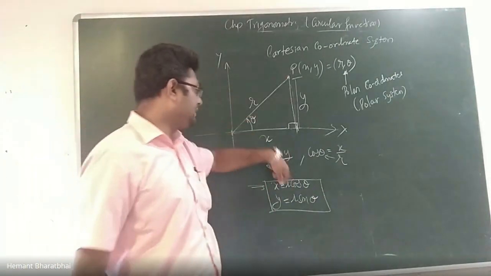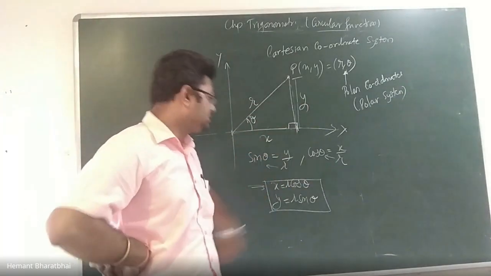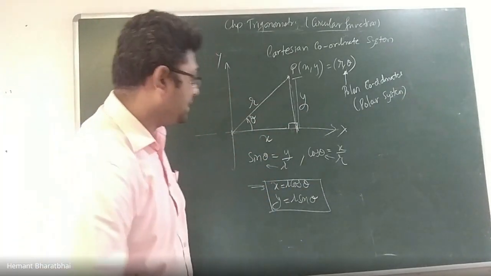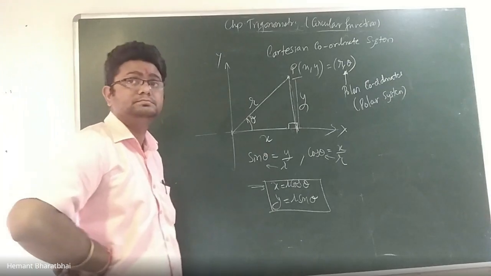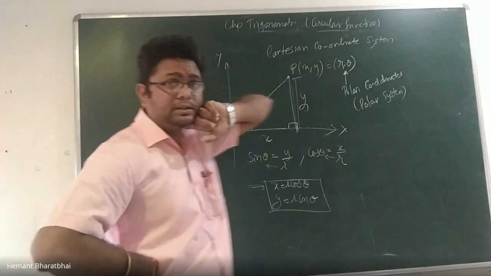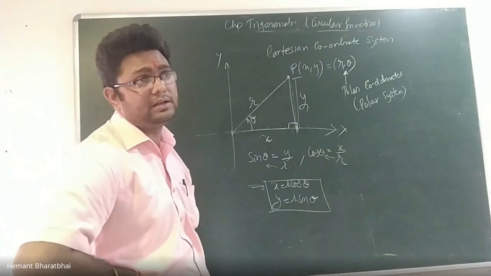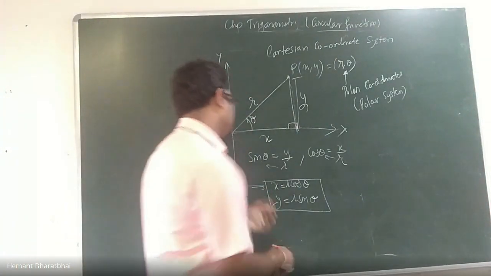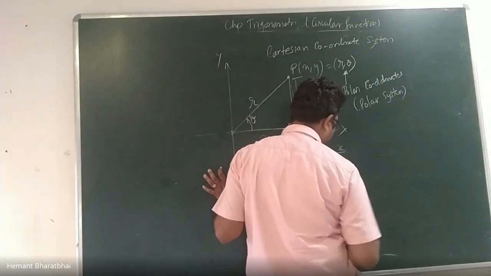So instead of x, I can write r cos theta. Instead of y, I can write r sin theta. But here I want to write the value in terms of r and theta. So how can I write in terms of r and theta?